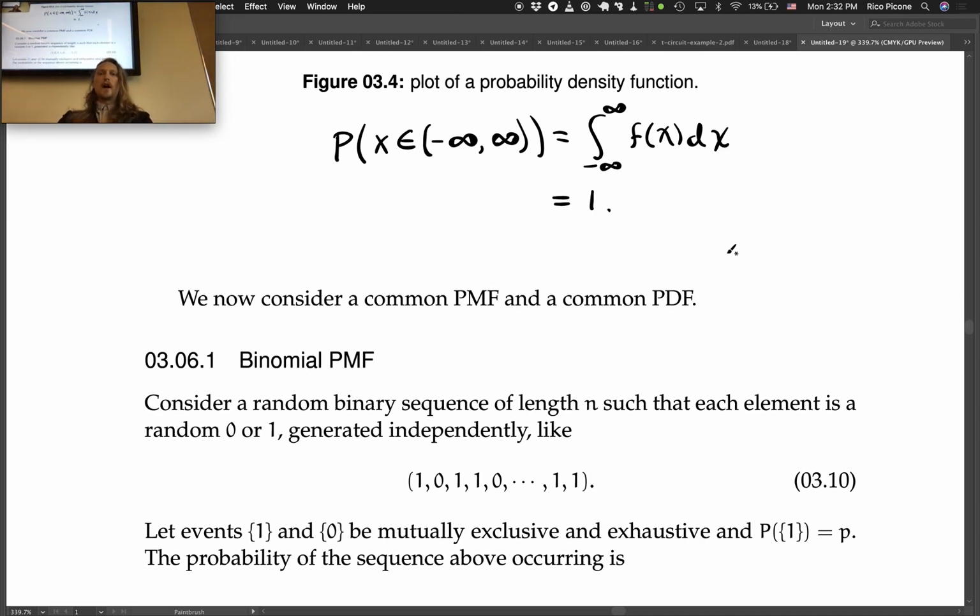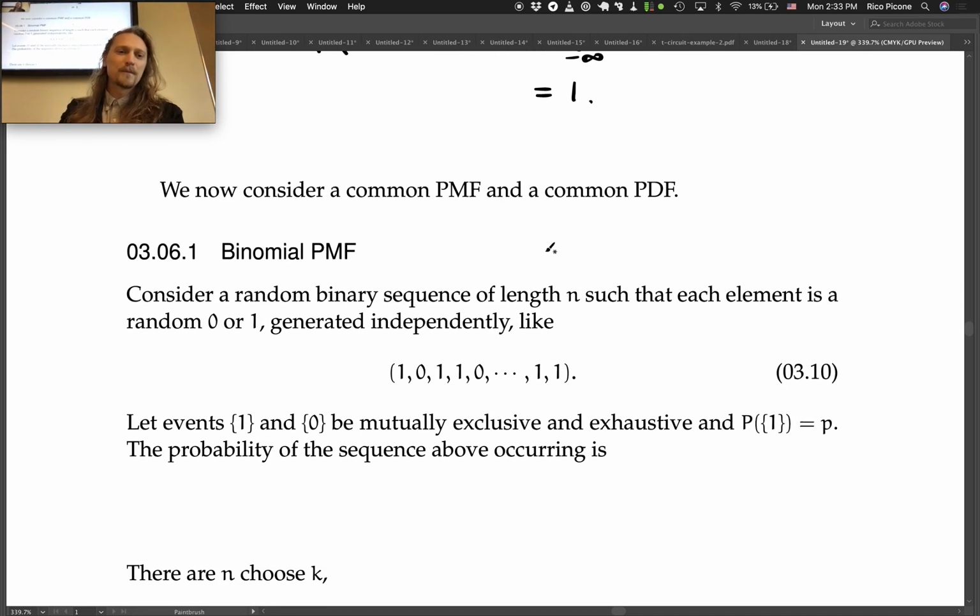We now consider a common PMF and a common PDF. So we'll do a PMF first, the binomial PMF, and then we'll do a PDF. There are several of these that are common. Often we'll use a standard set of them to model different real-world situations. I'm only going to talk about ones that are useful to us, and the binomial one is useful to us, so we'll talk about it.